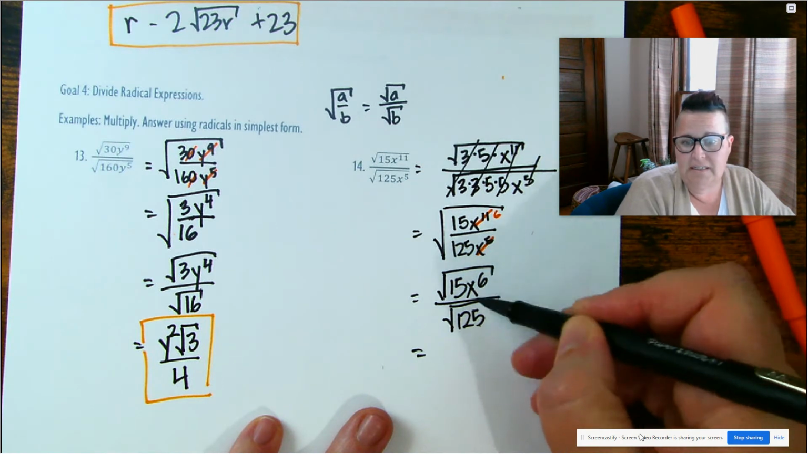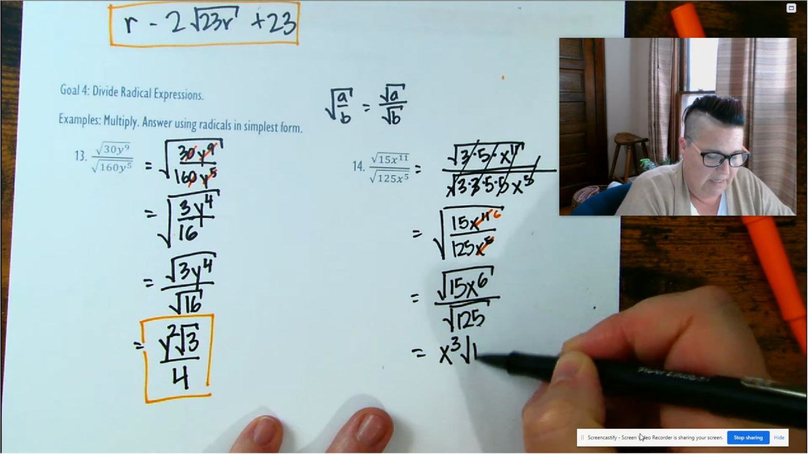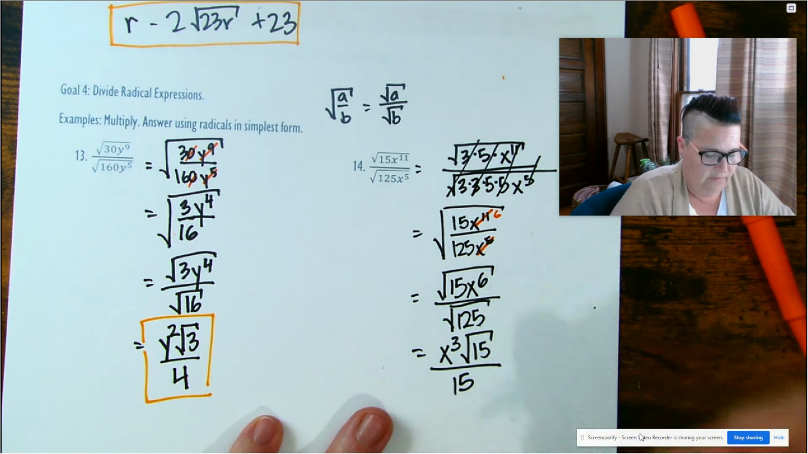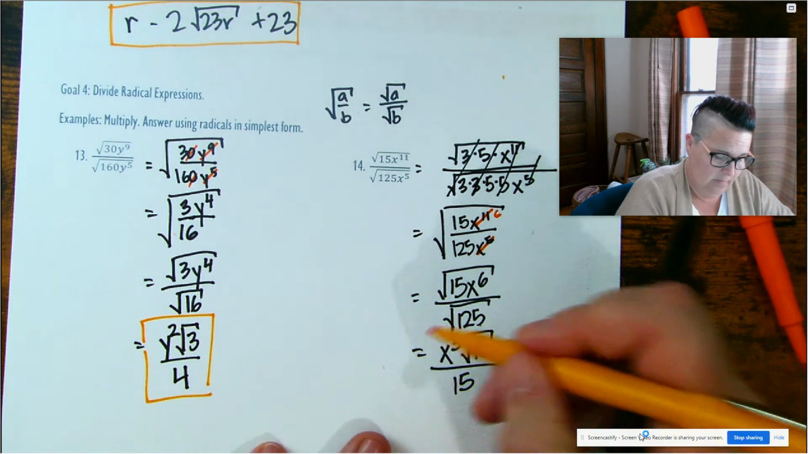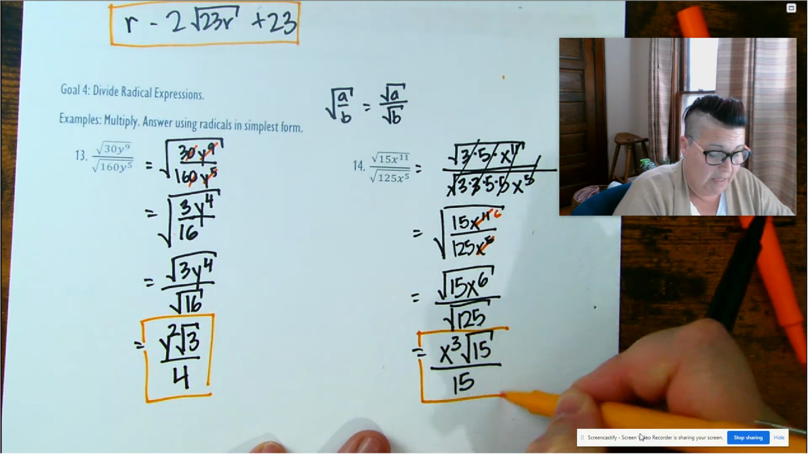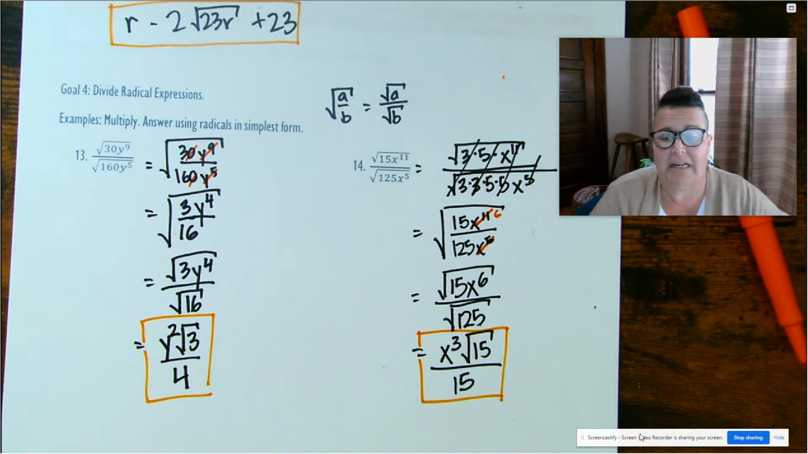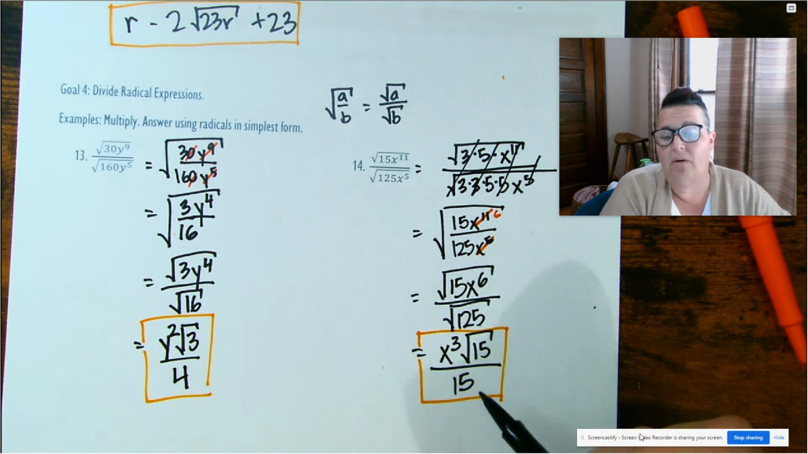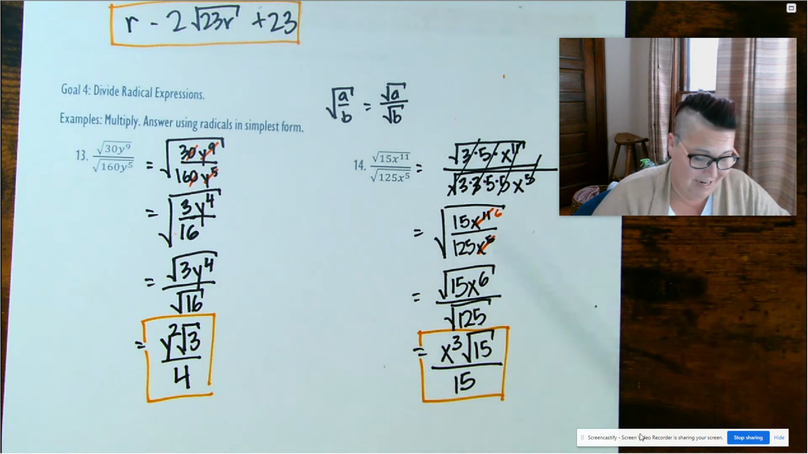X to the 6th, I can take the square root of, that's going to be x to the 3rd. The square root of 15, I cannot. The square root of 125 is 15. So I'm going to have x to the 3rd square root 15 over 15. I'm choosing this method because in simplest form, if you recall, we cannot have square roots in the denominator. So while I could have canceled the 15 and the 125, that would have left me with a square root in the denominator, which technically I can't have.